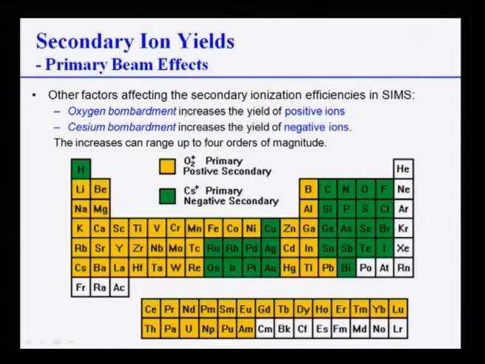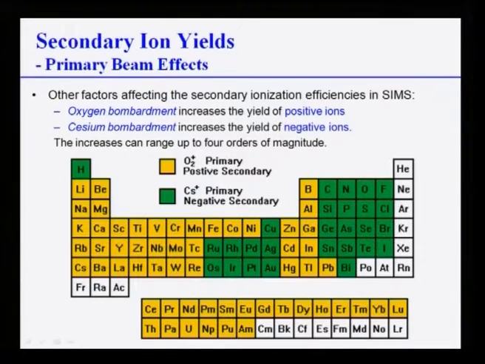The increases can range up to 4 orders of magnitude. The yellow ones are basically O2 positive secondary ions, and the green ones are basically Cs positive ions that lead to negative secondary ions. If you see here, lithium, sodium and also this set of elements are good for oxygen positive ions to create secondary ion yields.